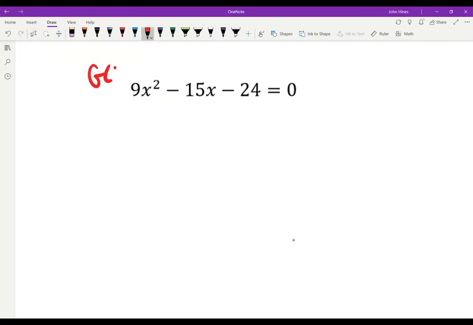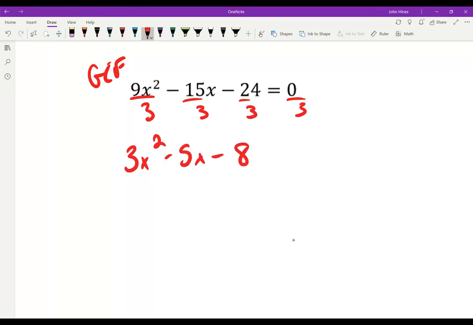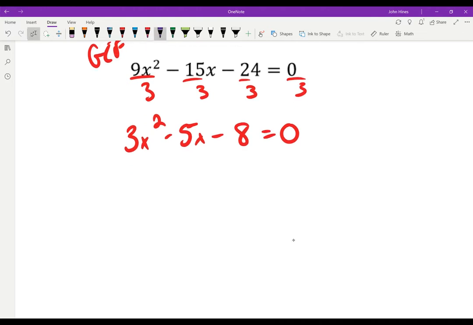Well, there's a GCF. Regardless of what method I'm going to do, I'm going to divide everybody by 3, and it makes my life a little bit easier. I actually think you can factor this, but you know what? I'm going to be lazy because it's been a long time since we factored. Let's use the quad formula. And it's going to give me the same answer even if you did factor it.